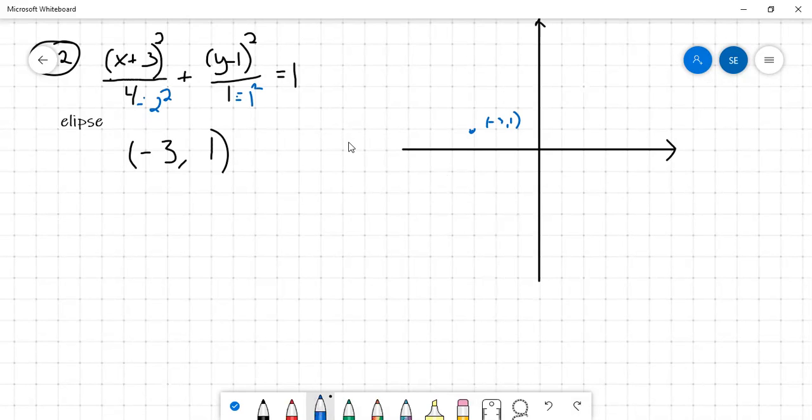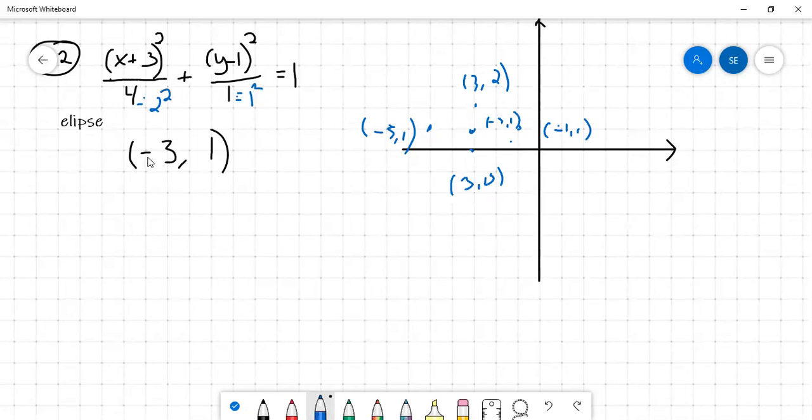So the number below our x tells us how much we need to move in our x direction to get to our major vertices. So we're going to move 2 in our x direction, here and here. So that's our major vertices. For our minor vertices, we're going to move up 1 and down 1. And we can say what these coordinate points are. This point is (-3, 0), and this is (-3, 2). This point here is (-1, 1), and this point here is (-5, 1).